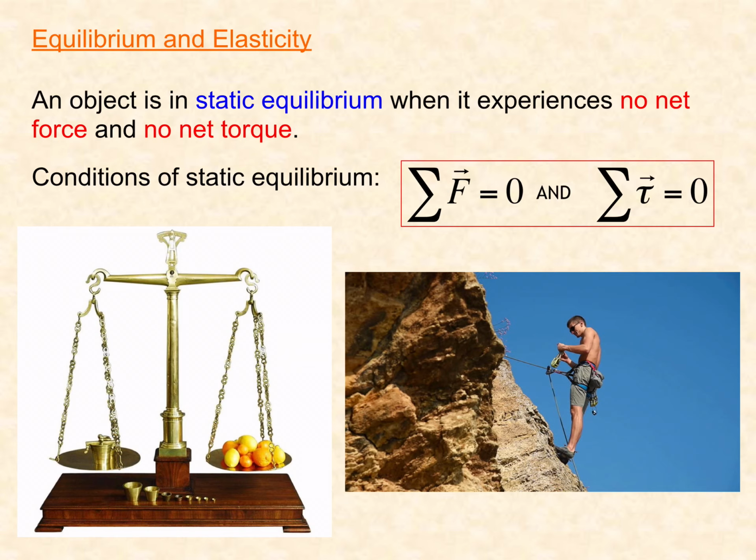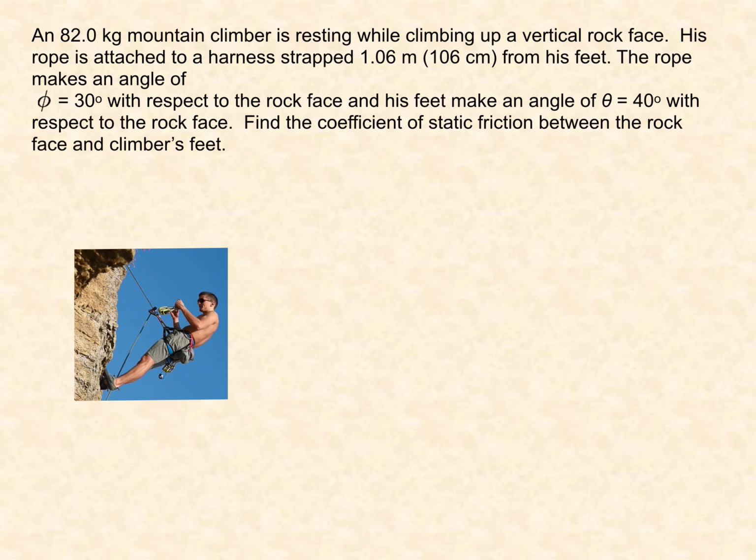So, to recap from last time, we discussed equilibrium and defined it as being a state in which an object has no net forces and no net torques on it. And we did a couple examples. We talked about how you can define your reference point to make the calculations simpler.